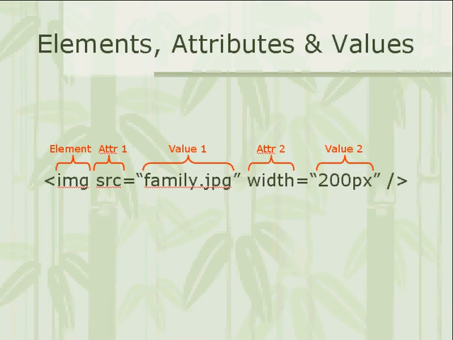And you can have more than one attribute value pair for each element. Like I said, an image needs to know where the source image is, and it also needs to know the width so that it can display it in the correct height and width in the page. So we have a width here equals 200 pixels, and again the value for the width attribute is enclosed in quotation marks.